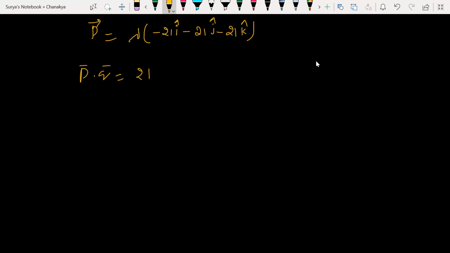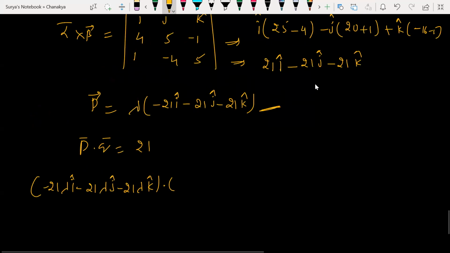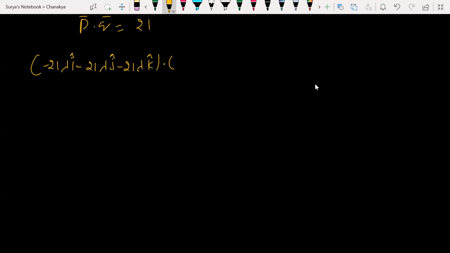So how much did I get for the P vector? Look at this, this is what the P vector is. Substitute here: minus 21 lambda I cap minus 21 lambda J cap minus 21 lambda K cap dot Q. What is the Q given? Q is 3I plus J minus K, right? 3I plus J cap minus K cap is equal to 21. Then how can I find the dot product here?